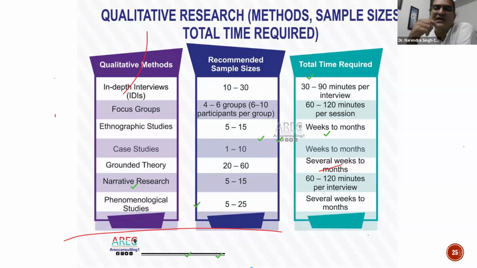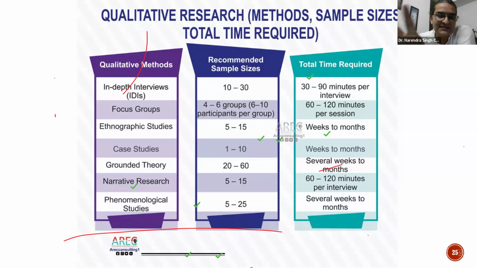Now to see the total time required: 30 to 90 minutes, 60 to 120, weeks to months. Ethnographic takes longer, weeks to months again. The case study also takes several months, weeks to months. Narrative again 60 to 120, several weeks.